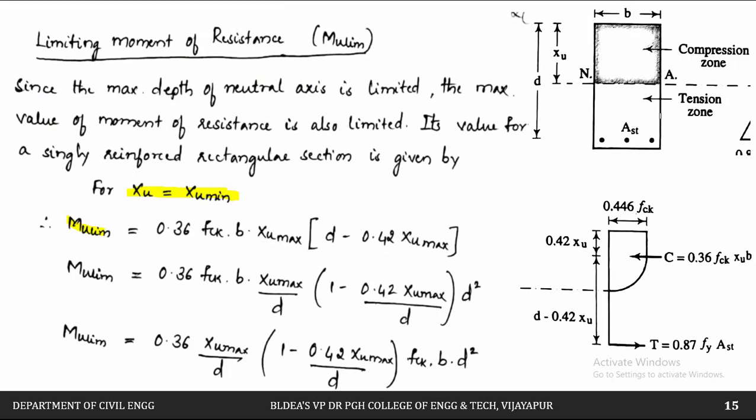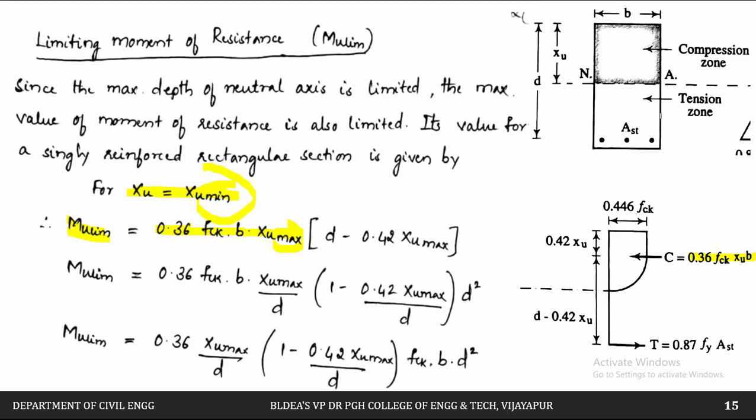So these are the sections we have. Mu lim, that is the limiting moment, is equal to, as we have already seen, 0.36 fck into b into Xu. So now this is Xu max, and we are going to take this Xu max.